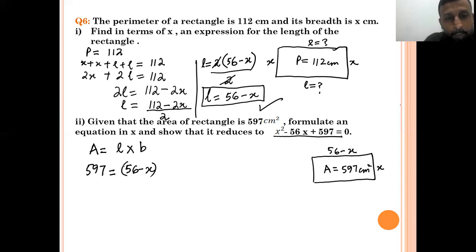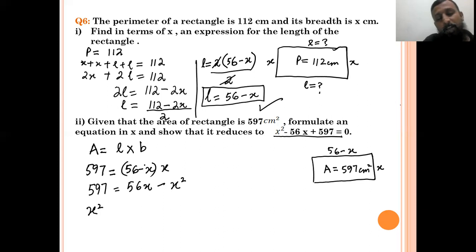All right, and the breadth was already given to us as x. So we have this equation. We're going to open up the bracket by multiplying x with the bracket. So 597 equals 56x minus x into x is x squared. So let's bring all the numbers on one side, make it equal to 0 and see what we get.